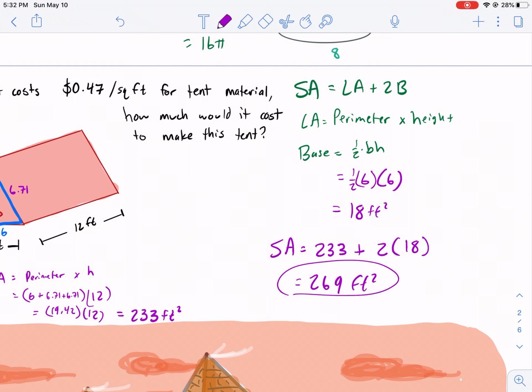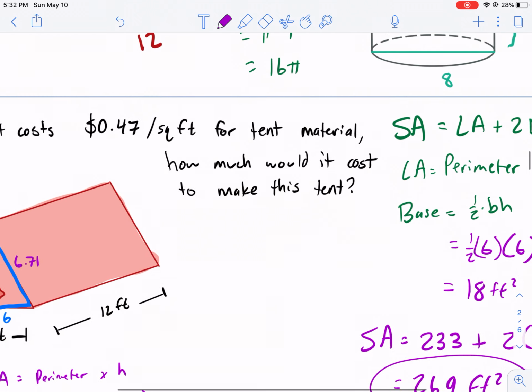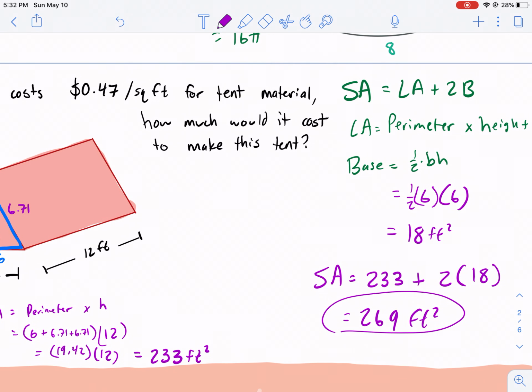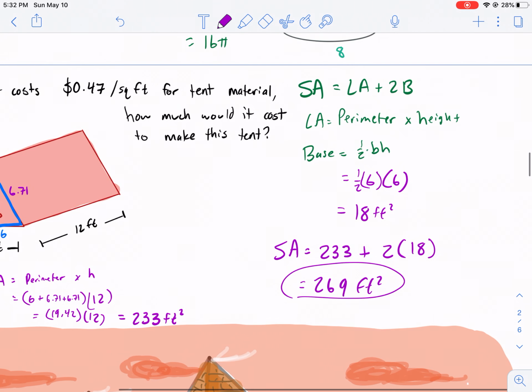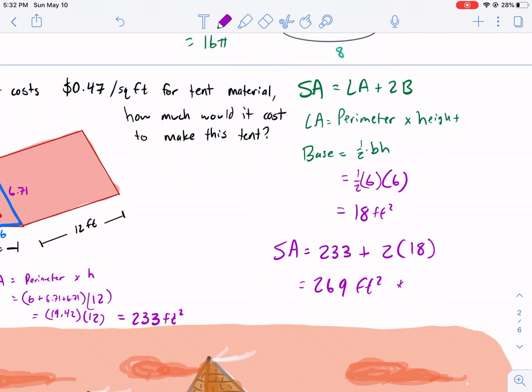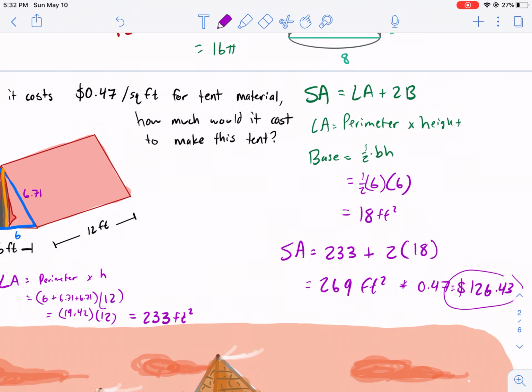Now, this is a great honors problem because it didn't just ask for the surface area, it asked us to apply it. It says it will cost 47 cents per square foot. So how do we find out how much this is going to cost? Well, to find out per square foot, we need to multiply this by 0.47 dollars per square foot. So we multiply this by 0.47, and we get $126.43. So if you're complaining about a tent that costs $150, according to this, that actually isn't too much of a markup. You get $226.43.